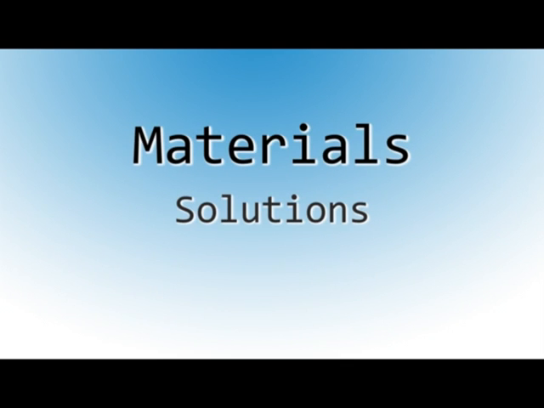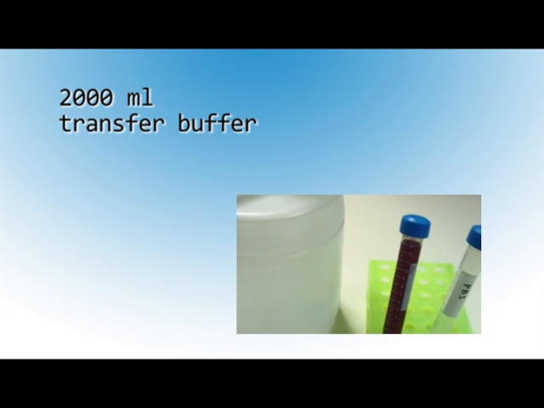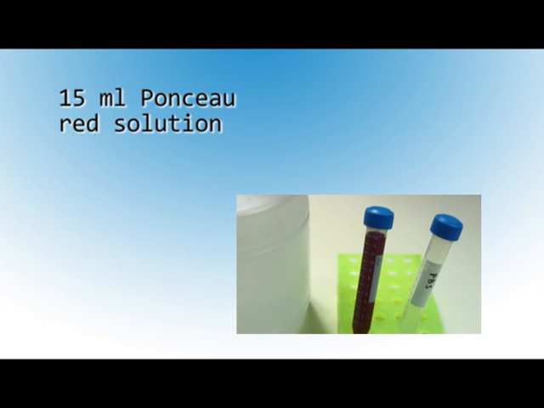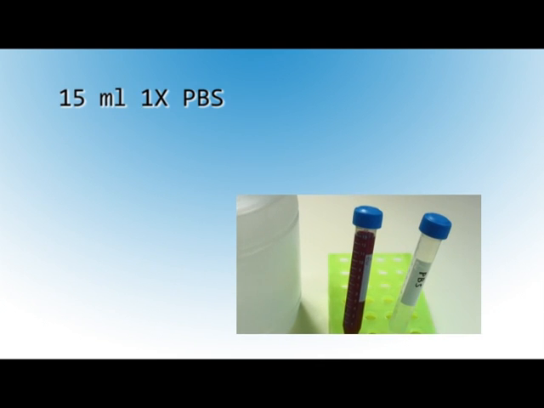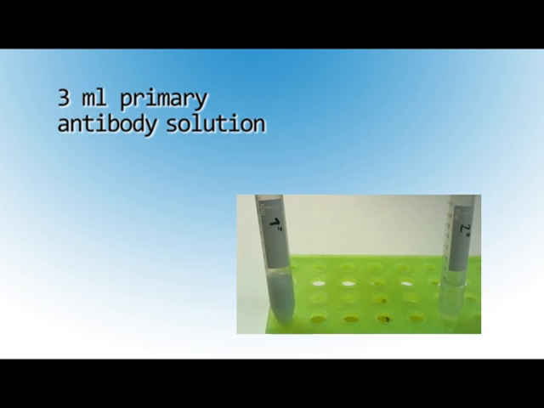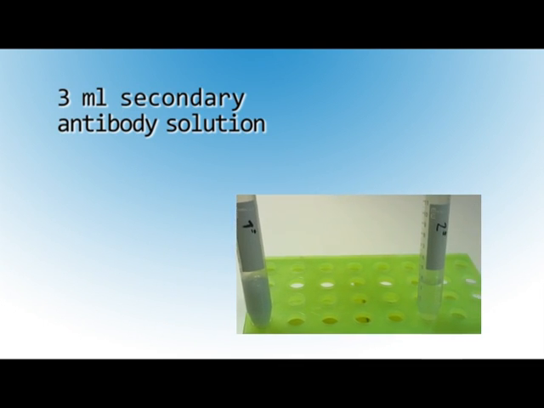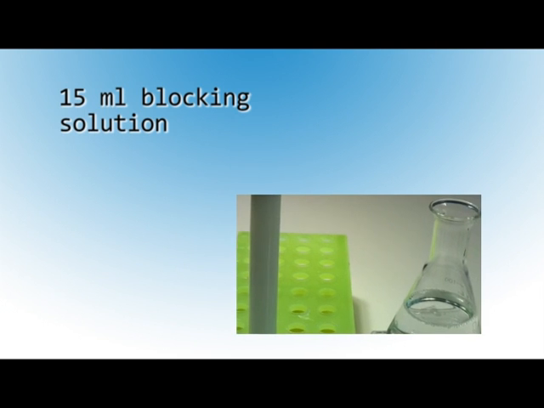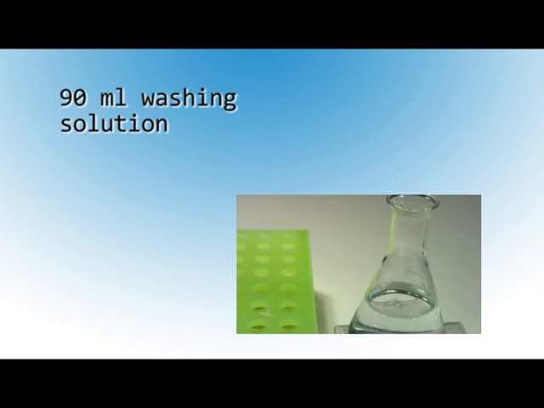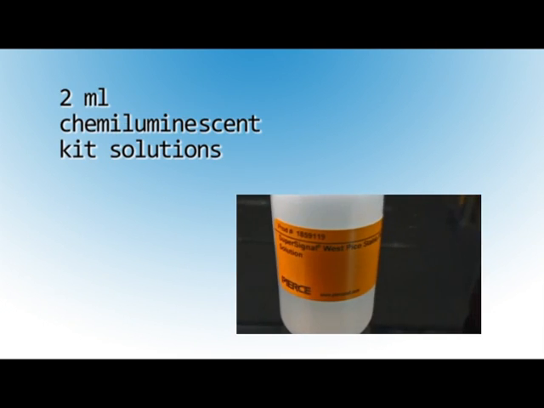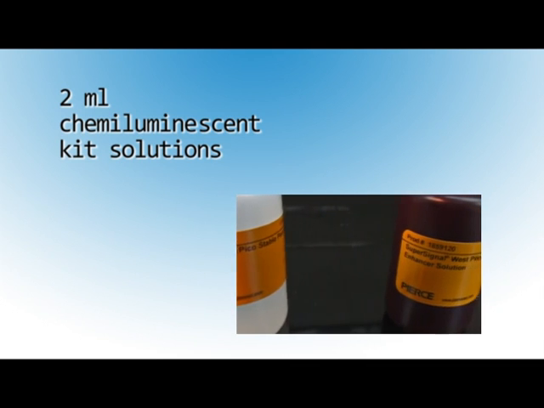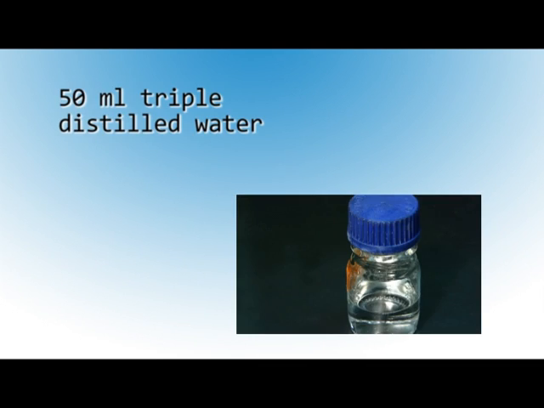The solutions for this activity are 2000 ml of transfer buffer, 15 ml of Ponceau red solution, and 15 ml of 1 times PBS, 3 ml of primary antibody solution and 3 ml of secondary antibody solution, 15 ml of blocking solution and 90 ml of washing solution, 2 ml of chemiluminescent kit solutions, solutions A and B, and 50 ml of triple distilled water.